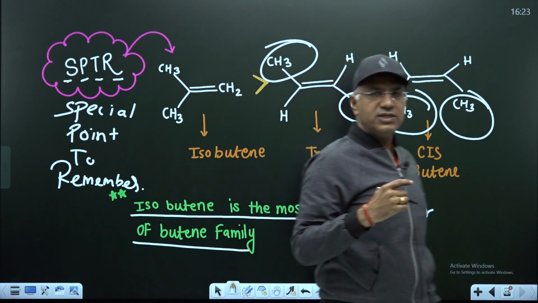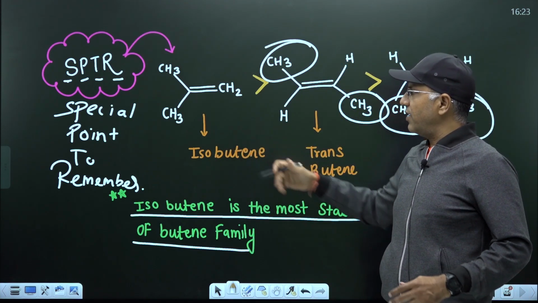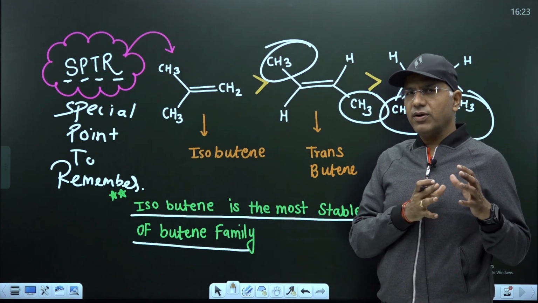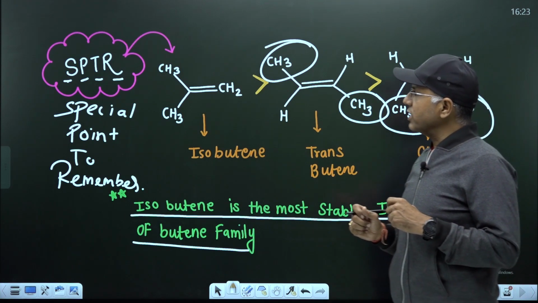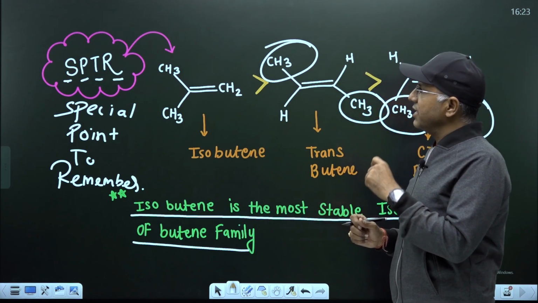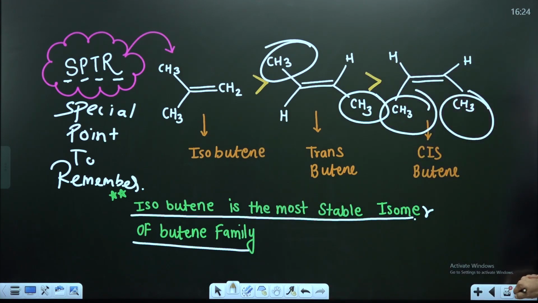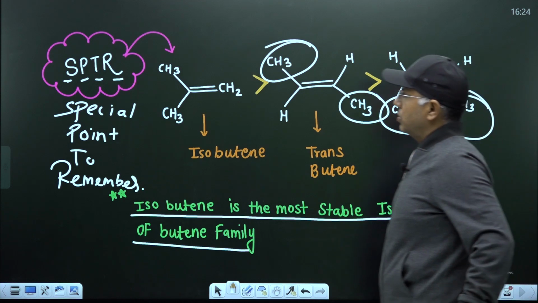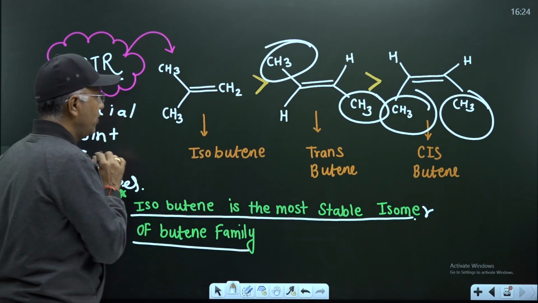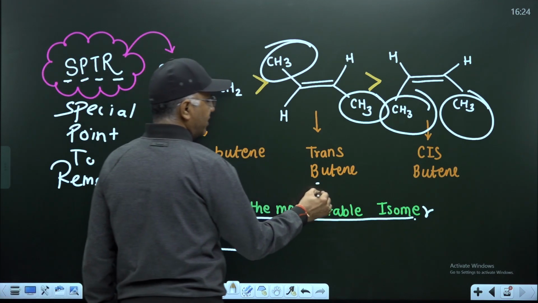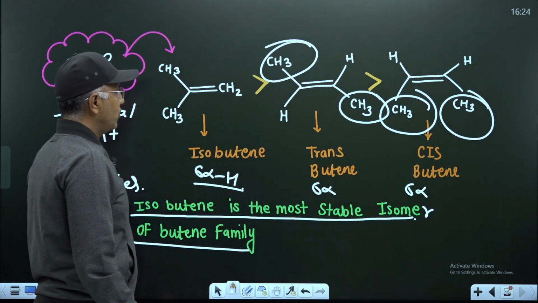Now, why is isobutene the most stable isomer of butene? We can explain this by the factor of heat of combustion. By the data of heat of combustion, we came to know that isobutene is the most stable isomer of butene. Now we want to explain the exact reason behind it, why isobutene is most stable. In case of isobutene and trans 2-butene, there are different hyperconjugating structures. First of all, count alpha H: 6 alpha, 6 alpha and 6 alpha. Means the number of alpha H are the same. So what is the difference?